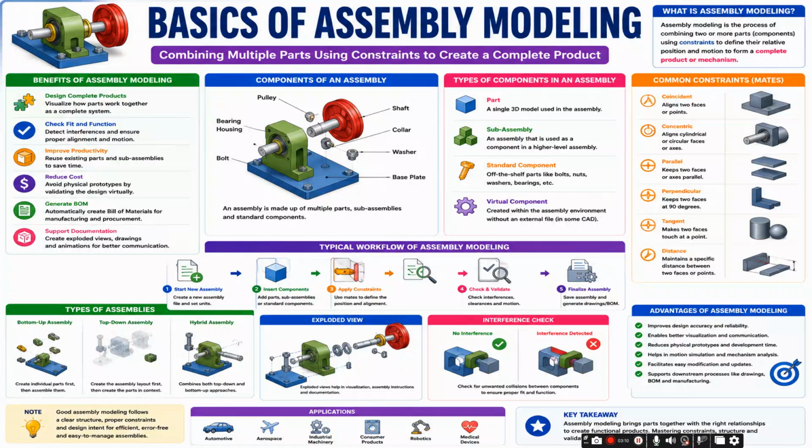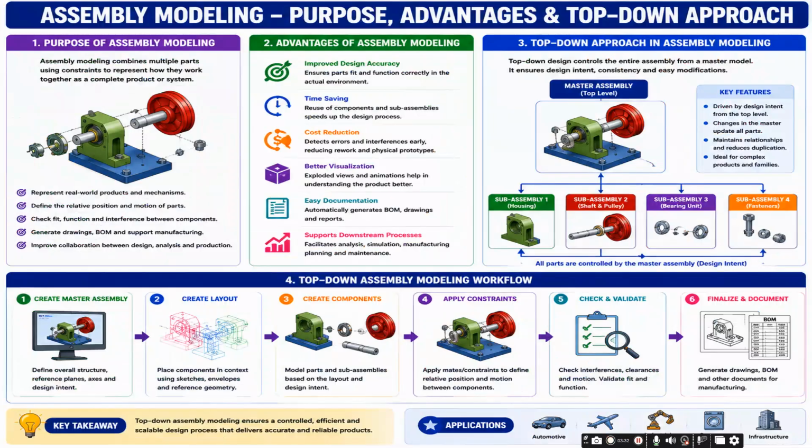Advantages of assembly modeling: improve design accuracy and reliability, enables better visualization and communication, reduce physical prototypes and development time, helps in motion simulation and mechanism analysis, facilitates easy modification and updates, supports downstream processes like drawings, bill of material and manufacturing. Then assembly modeling purpose, advantages, and top-down approach.